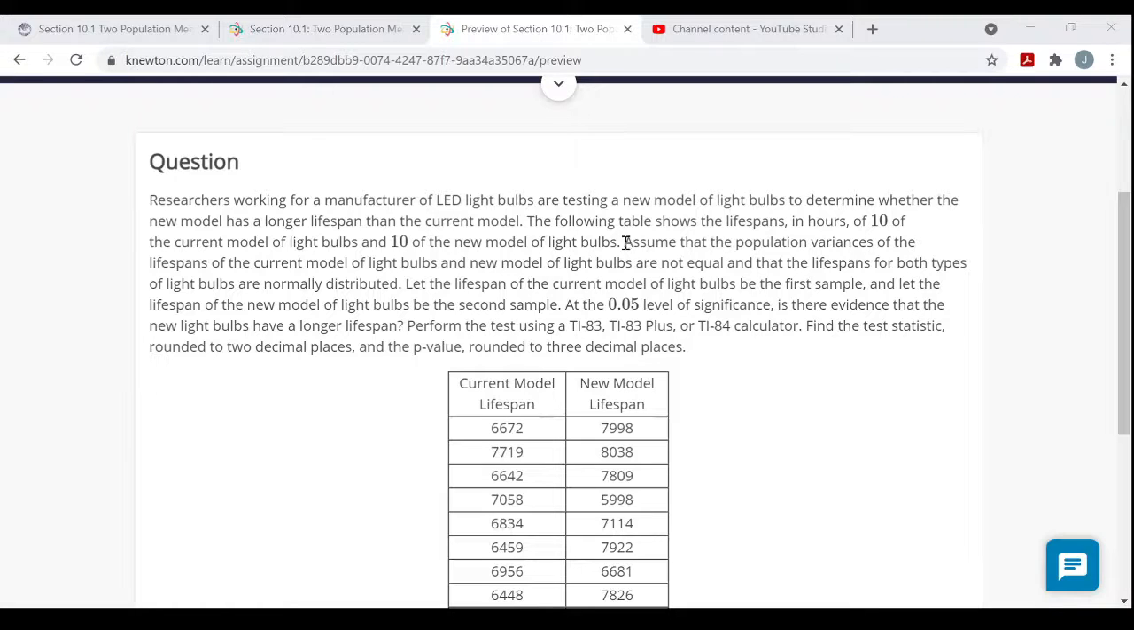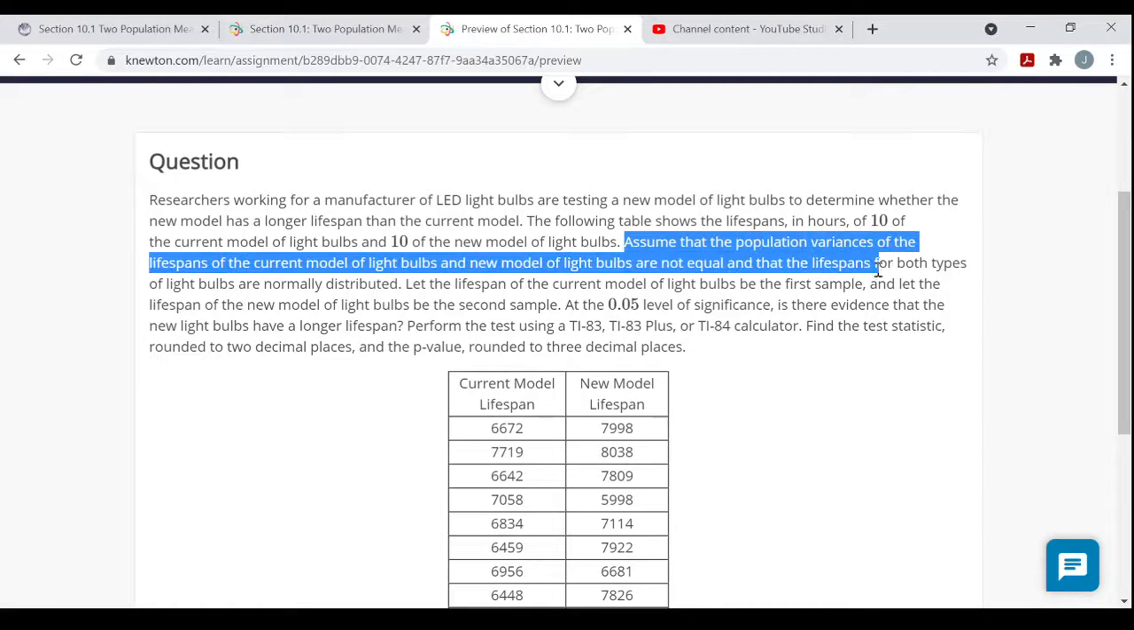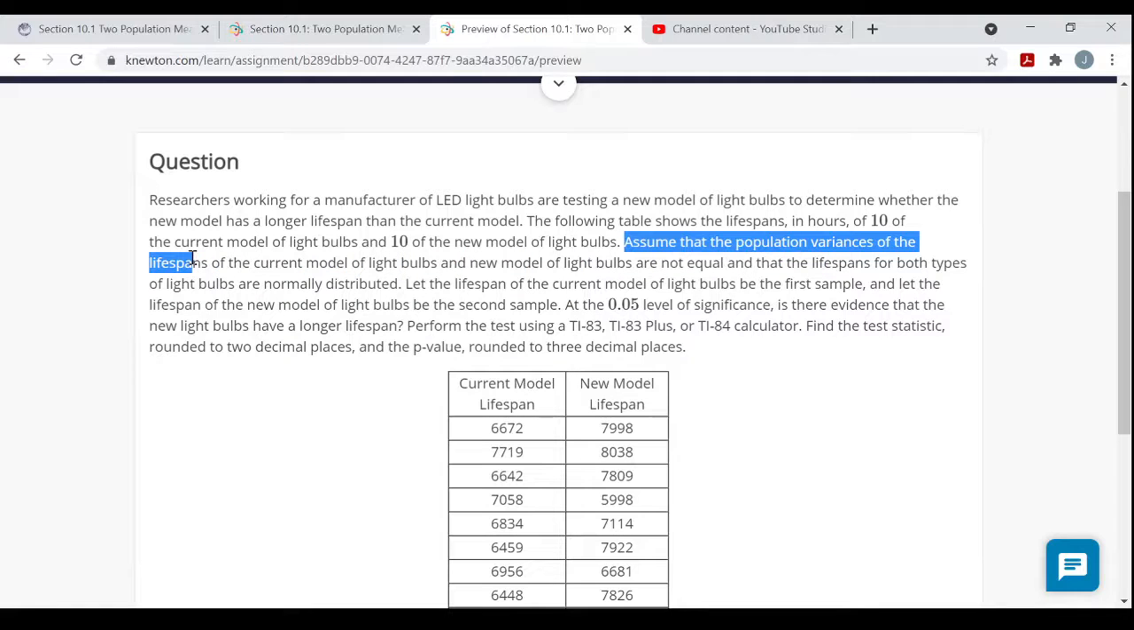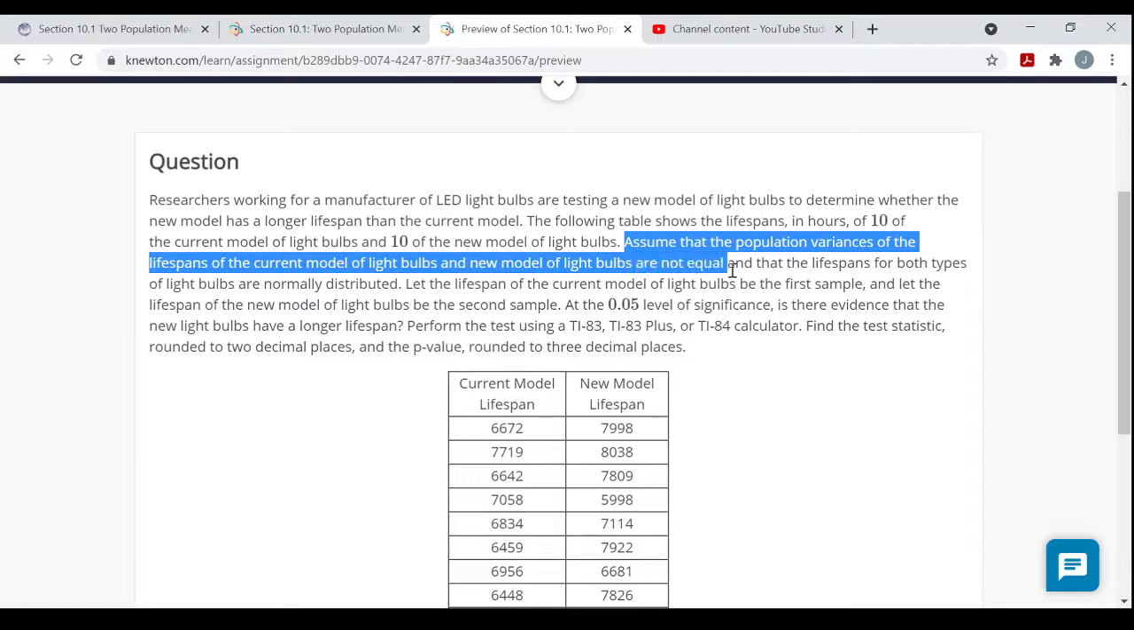Assume, again, big statement right here, that the population variances of the lifespans of the current model of light bulbs and new model of light bulbs are not equal, meaning that this is a non-pooled t-test. I'll keep that in mind when I pull up the calculator later. And that the lifespans for both types of bulbs are normally distributed.